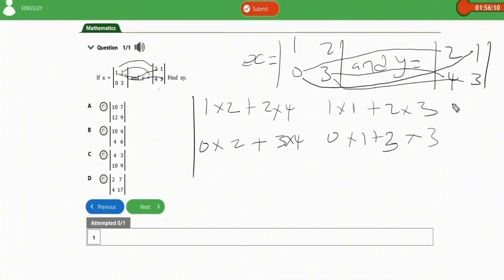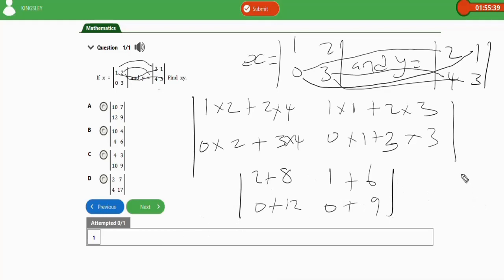When you break this down, you're going to have the output: 1 times 2 is 2, plus 8. Then we have 1 plus 6. Then this one, 0 times 2 is 0, plus 12. This one we have 0 plus 9.